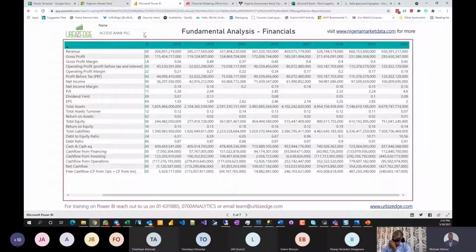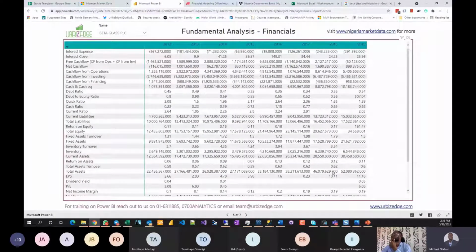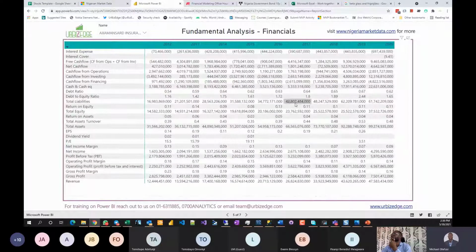So let me take a look at which other one I mentioned at that time. Beta Glass. Let's see what happened. Then AXA Mansard. Let me see if he has done it for Beta Glass. Okay, he hasn't done it for Beta Glass. So let's go see AXA Mansard. Okay, this is AXA Mansard. Awesome, it's done for AXA Mansard.